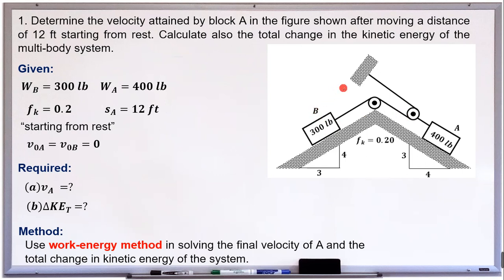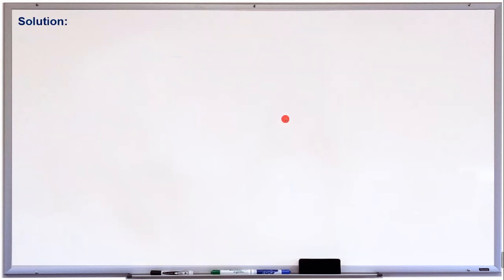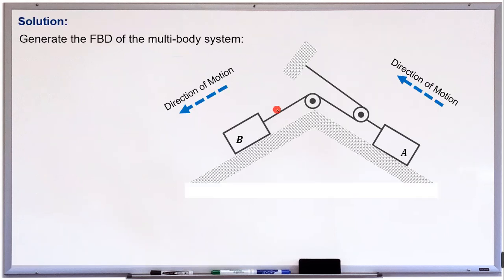So therefore, for this system, block B has the ability to pull our 400 pounds block A on the right side of our system. That is why the direction of motion for our FBD, especially for block B, is directed towards bottom left, or down the inclined plane. And for block A, the direction of motion is oriented up the inclined plane due to this compound pulley arrangement.